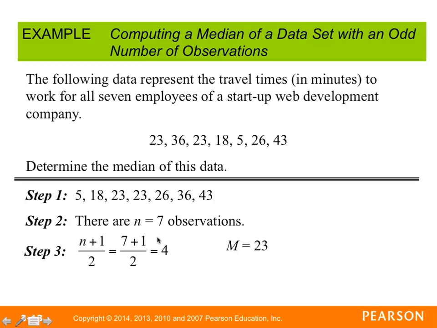Now, the way that you can actually find this is to take 7 plus 1 observations, which gives you 8, divided by 2 and gives you 4. That means that you can count from the left and find the 4th observation. This is useful if you have a lot of data items, but when you have a small number, maybe less than 20, it's easier to just eyeball it.